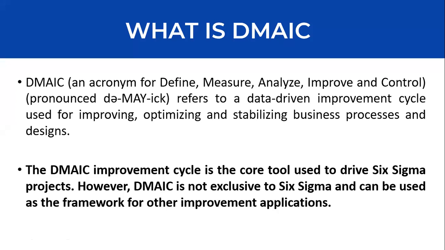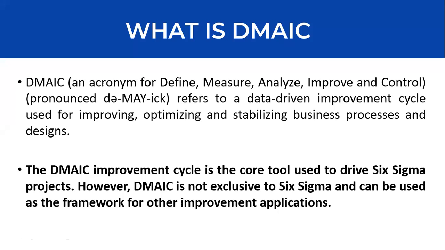So now, after giving you that overview, I'm going to talk to you more in detail about DMAIC. DMAIC, as I just mentioned, is the acronym for Define, Measure, Analyze, Improve, and Control. It refers to a data-driven improvement cycle used for improving, optimizing, and stabilizing business processes and designs. And this is a core tool that is used in Six Sigma projects.